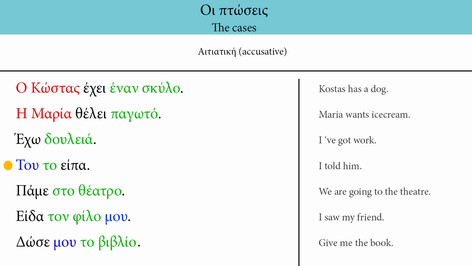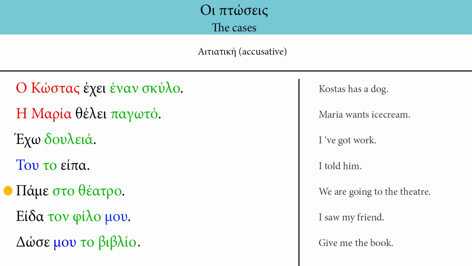Του το είπα. I told him. So here we have the verb λέω, again in the past tense, with two objects, a direct object and an indirect object. The direct object here is in the accusative case, and it is the personal pronoun το, which means it. In this sentence, in English, it is not necessary to use it, but in Greek we usually say it. And the indirect object is in the genitive case, again the personal pronoun του. That means him or to him.